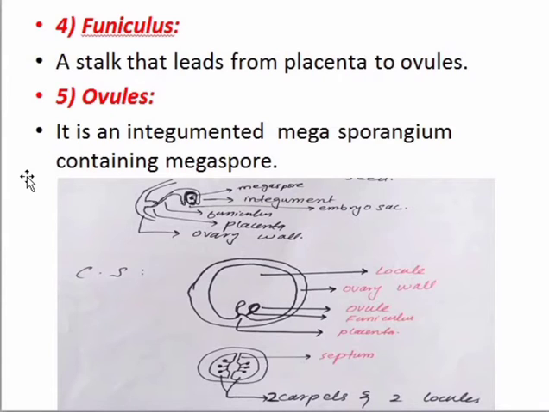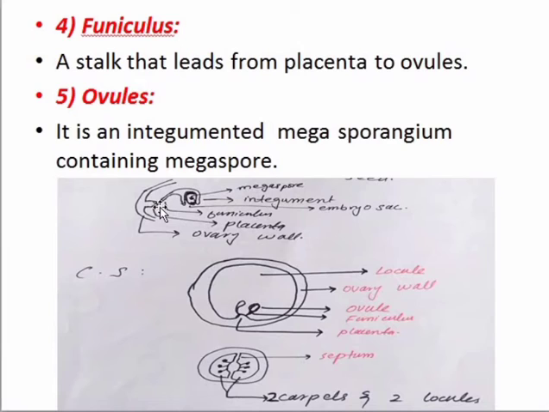Ovules. Now what is an ovule? It is an integumented megasporangium containing a megaspore. If we look into this structure, here is the megasporangium, and these are the integuments, which later on convert into the seed coat. So what is actually an ovule? It is an integumented megasporangium. What is meant by integumented megasporangium?